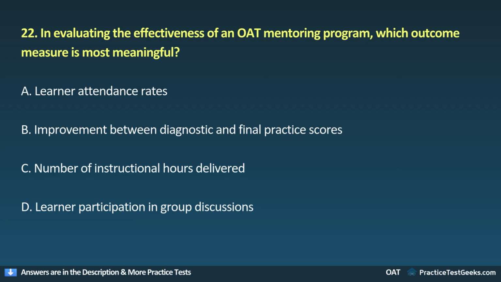22. In evaluating the effectiveness of an OAT mentoring program, which outcome measure is most meaningful? A. Learner attendance rates. B. Improvement between diagnostic and final practice scores. C. Number of instructional hours delivered. D. Learner participation in group discussions.